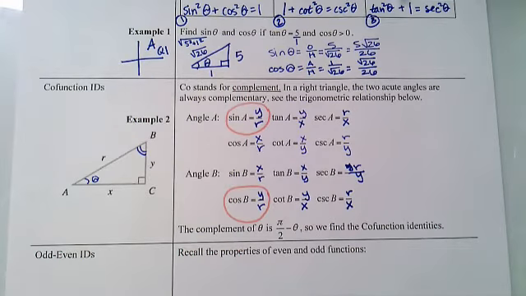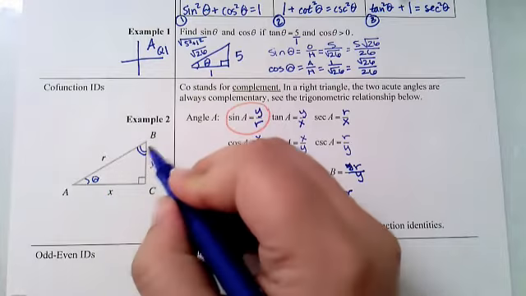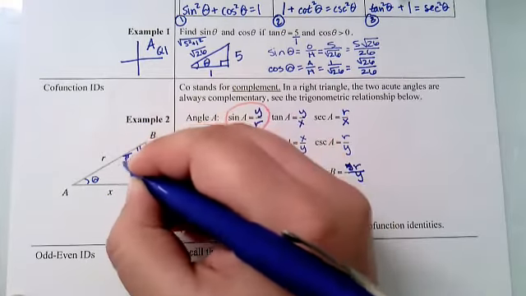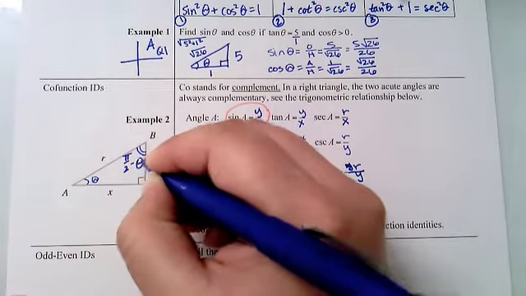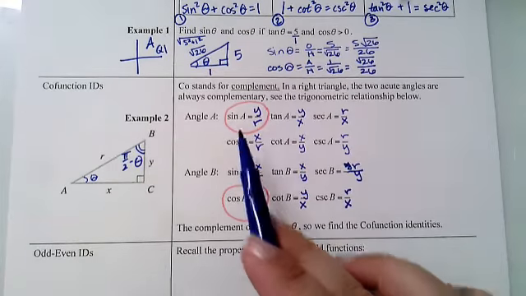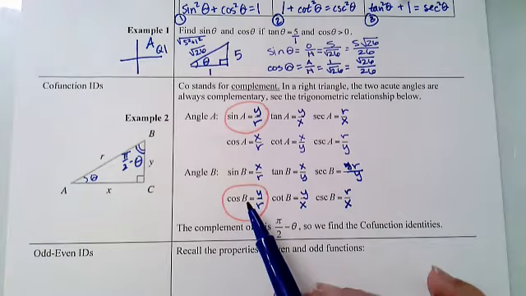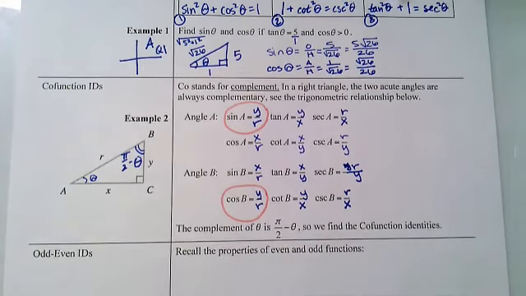In radians, that means they add up to pi over 2. So if I call angle A theta, then angle B is going to be pi over 2 minus theta. Okay, so when we're looking at sine of theta equals cosine of pi over 2 minus theta, and vice versa, we get the cofunction identities.